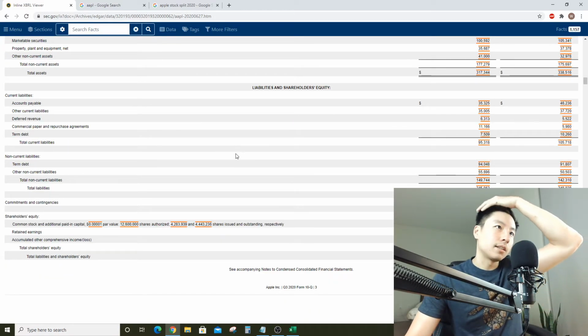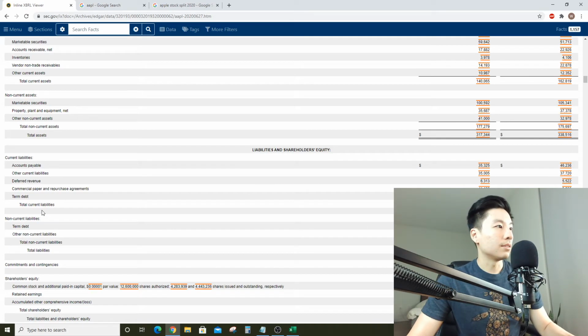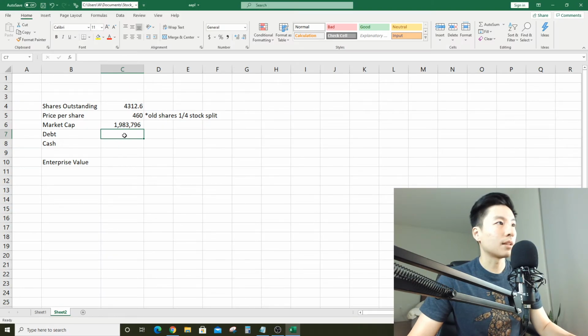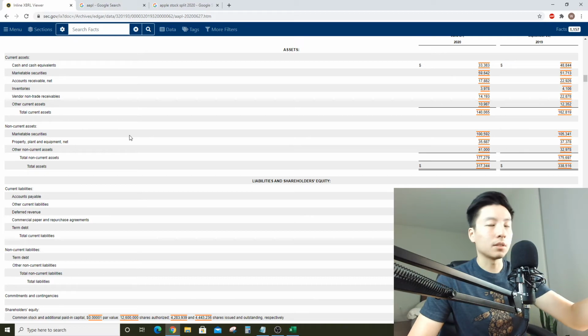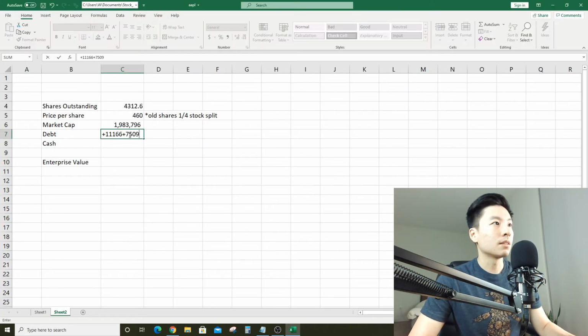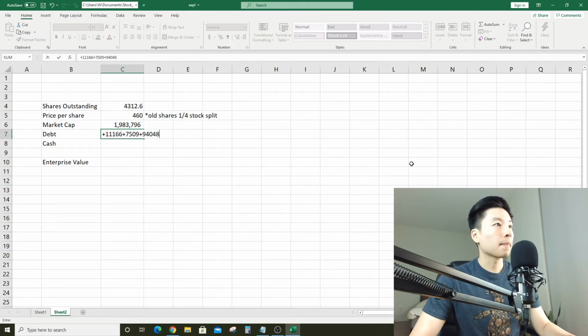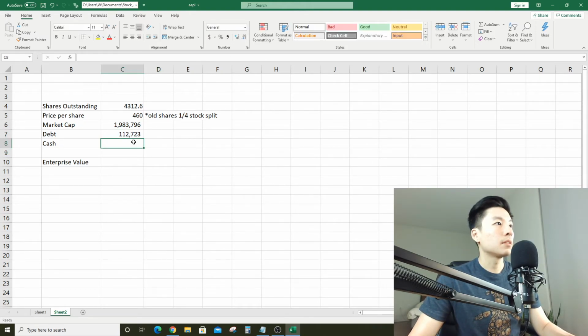So the debt is found on the balance sheet. Debt that's maturing in under a year is called short-term debt. It's under current liabilities. Here we have commercial paper and repo agreements. Is this Apple? Why do they have that? Okay, whatever. So there's short-term and long-term debt. I'm just going to add them all together. So 11,166, commercial paper is debt, you just kind of have to know. 7,509, that's their short-term debt, plus what do they have in long-term? Term debt, non-current, long-term, 94,048. So $112 billion of debt.